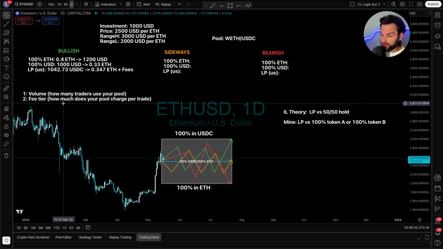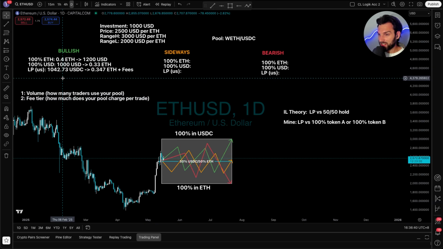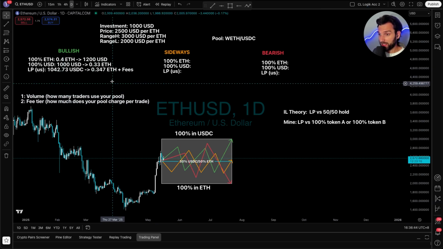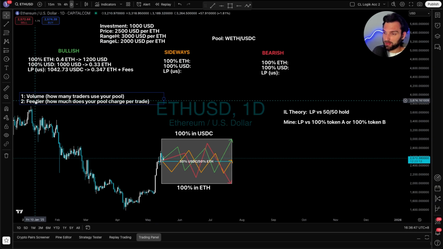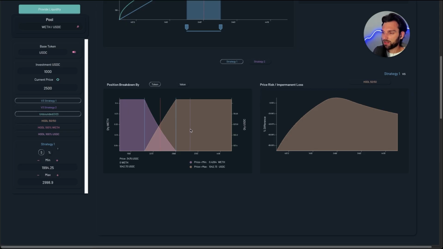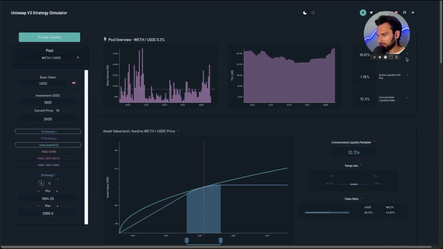But the amount of volume or the amount of traders using your pool, of course, is not a fixed thing and is very difficult to predict. But we can look at past data, always look at past data to give you a good idea of what it could be. So let's check that out. Let's see how much this pool could generate in fees. So let's check out DeFi Lab. And this is a very rudimentary calculation. I'll explain how it goes on DeFi Lab. There's a better way to do this, but this is the simplest one.